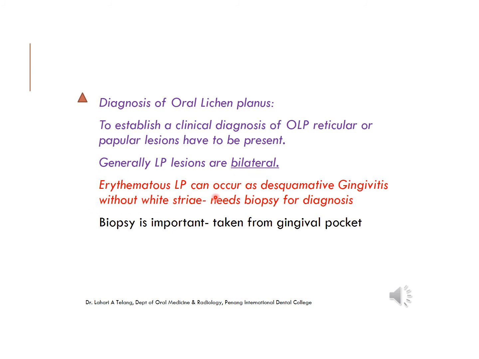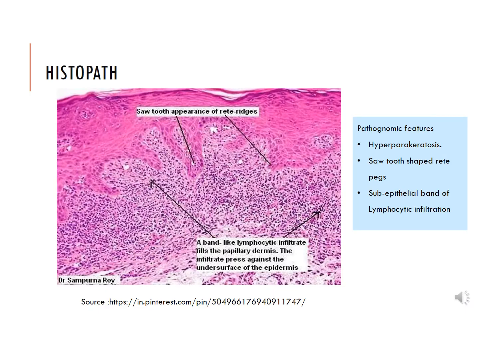Erythematous lichen planus can occur as desquamative gingivitis without white striae. That means it could be completely red gingiva. And in these cases, you might need a biopsy for diagnosis if you're clueless as to why it is so erythematous and you're having other differential diagnoses in mind. Biopsy is important and should be taken from the gingival pocket in this kind of situation. But if the lichen planus is on the buccal mucosa, then you would want to take a biopsy from the buccal mucosa. So that's about diagnosis.